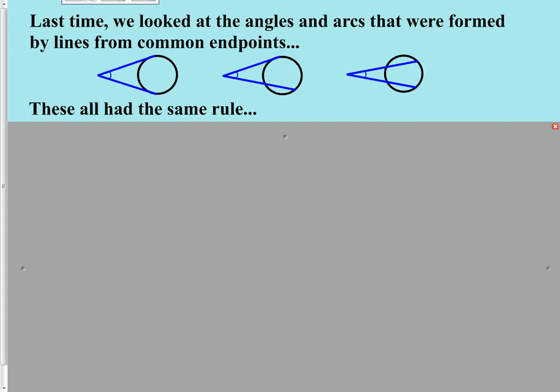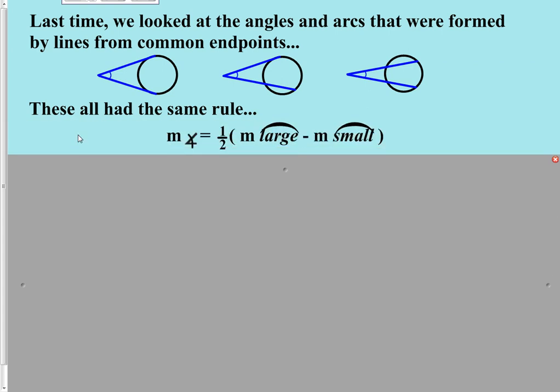And we saw that all of these situations had the same rule. The rule was that the measure of the angle would equal half of the difference of the two arcs. So 1/2 times the measure of the larger of the two arcs, which is the one furthest away from the intersection. And then from that we subtracted the smaller of the two arcs, which is the one closer to the intersection.